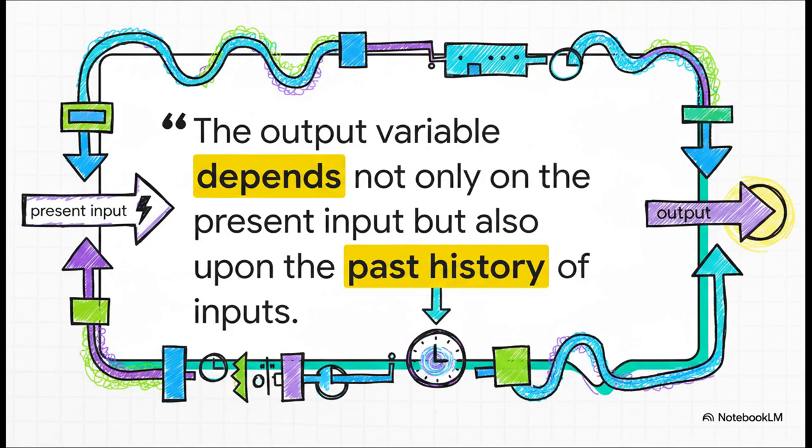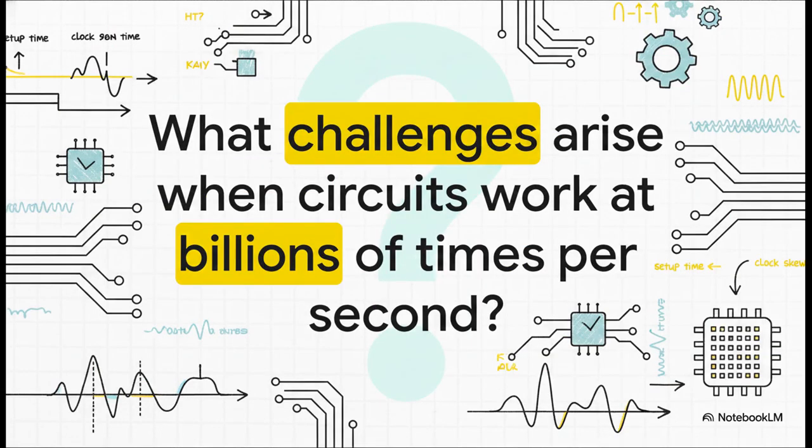So look, if you remember only one single thing from this entire session, let it be this sentence. This is the defining property. Unlike a simple logic gate, a sequential circuit's output depends on the past history of its inputs. It's this one ability, the ability to remember, that lets it perform all the complex, time-based operations that we rely on every single day. And this, of course, leads us to the next level of your studies.